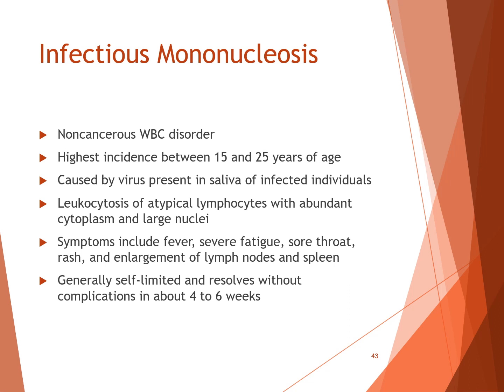Typically, this causes an increased white blood cell count between 12,000 and 18,000 cubic millimeters. Typically, symptoms of mono are fatigue, sore throat, rash, enlargement of lymph nodes, and the spleen. Typically, it resolves itself within 4 to 6 weeks. However, in individuals with a weakened immune system, it can carry on for a longer length of time.